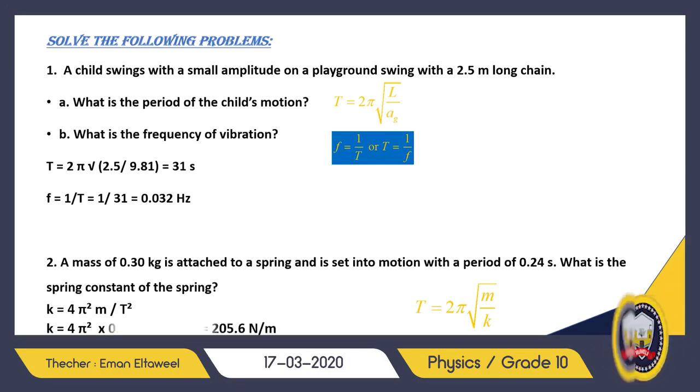Then by direct substitution, k equals 4 pi squared times 0.3, the mass, divided by 0.24 squared, the period. It equals 205.6 newtons per meter, the measuring unit of k.